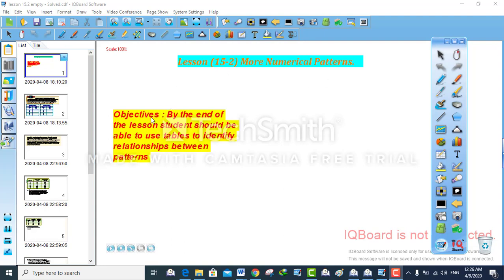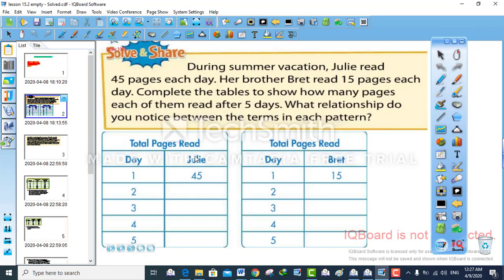Our objectives for today: by the end of the lesson, students should be able to use tables to identify the relationship between patterns. As you see here, we have two tables. So we have two students here. One, his name is Jolie. The other one, his name is Brett.